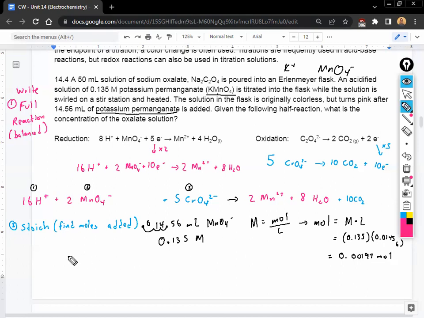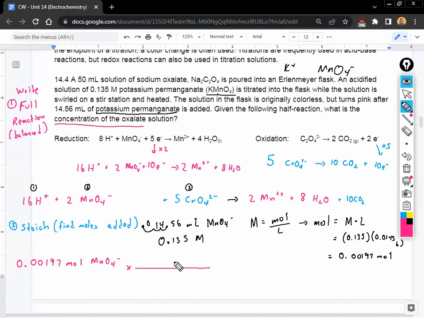Okay, so we calculated how many moles were added. So we added 0.00197 moles of permanganate. However, the problem is not asking us to find the moles added. What we're looking for is the concentration of the oxalate, right? And oxalate is going to be this right here, C2O4 2-. So what we can do is set up one conversion factor and look at our balanced equation.